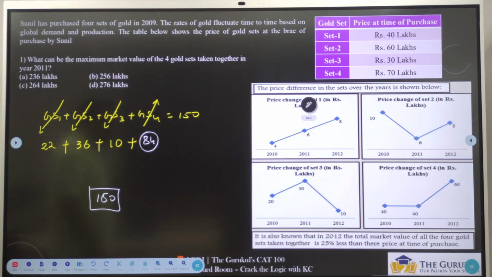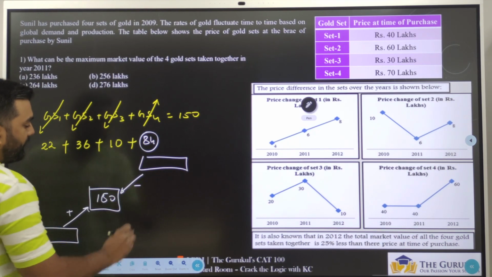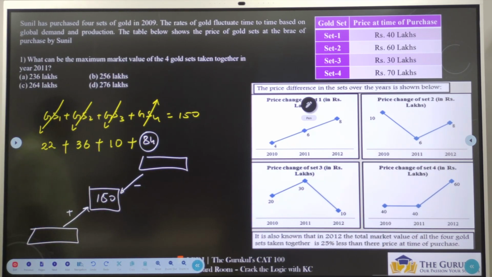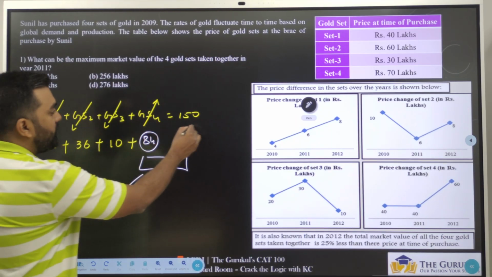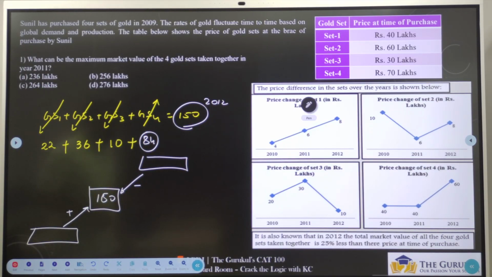To get 150, the previous years can be less than 150 and it increased by some value and we came to 150. That can be one possibility. The values are over here, I added something, I got 150. Or the values are over here, I decreased something, I came to 150. On what value are we increasing or decreasing? On the 2011 value, because this total sum 150 is in 2012. The question is asking us the maximum value in 2011.